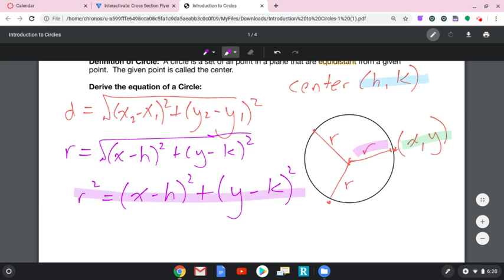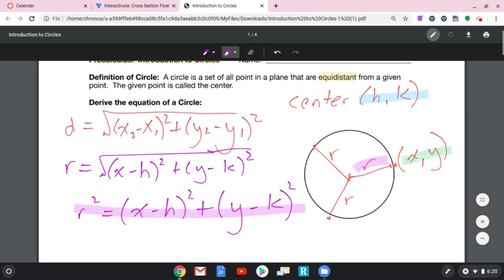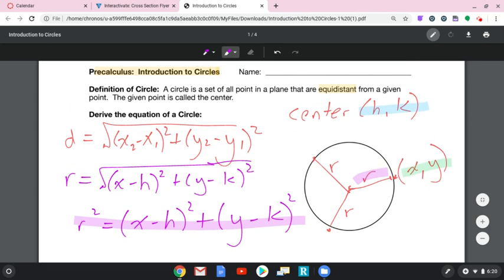We just derived it from the distance formula, because the definition of a circle is the set of all points that are equidistant from a given point, the center. And that's why the center and the radius are very valuable in our equation, because the center is that given point and the radius represents that equidistance.